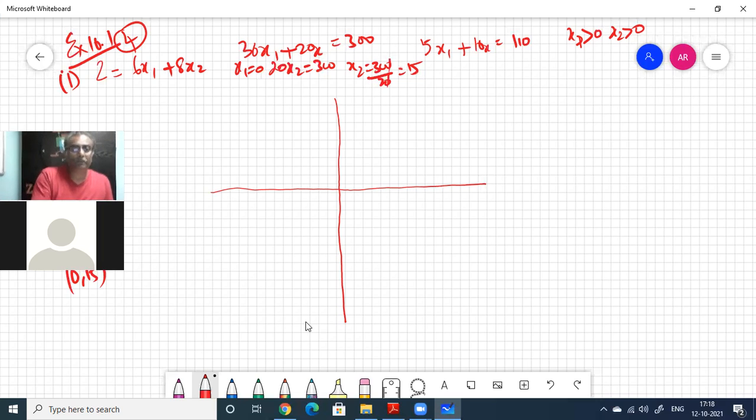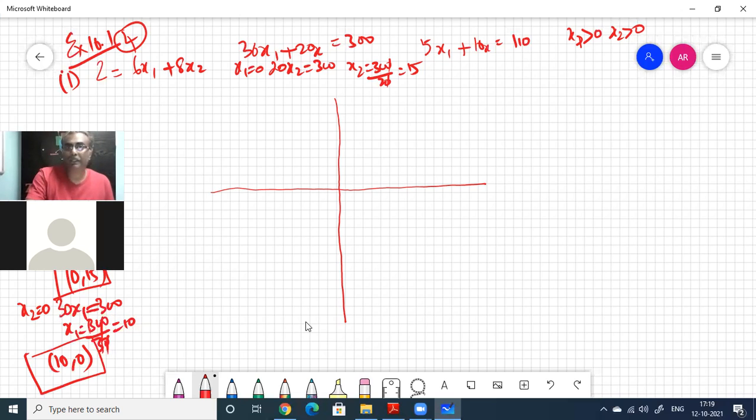Then another one you should take is x2 equal to 0. When x2 is equal to 0, 30x1 equal to 300 it becomes, because the whole of 20x2 goes out. x1 is equal to 300 by 30, that is 10. x1 equal to 10, so x2 is equal to 0. The point you are getting is 10, 0. First point you are getting is 0, 15. Second point you are getting is 10, 0.